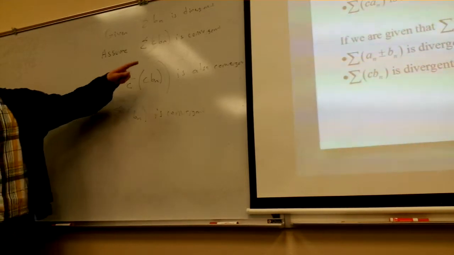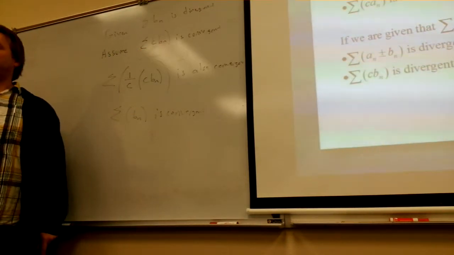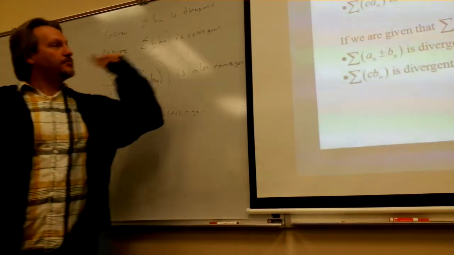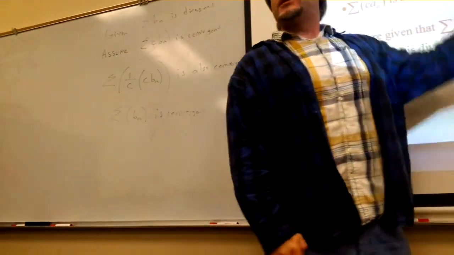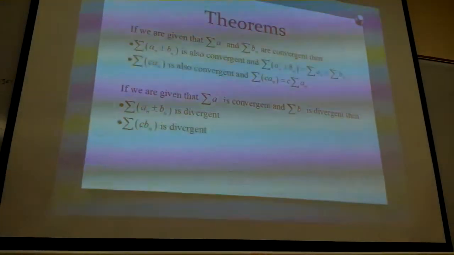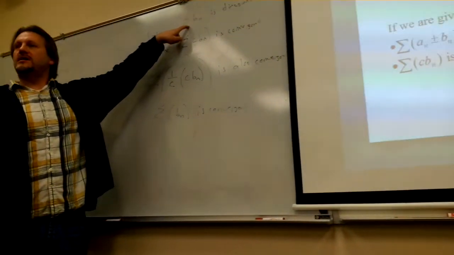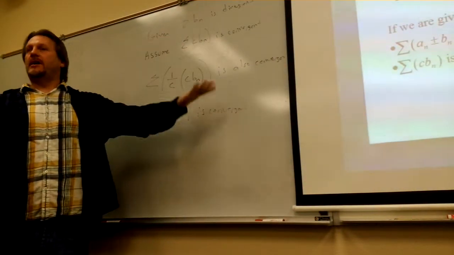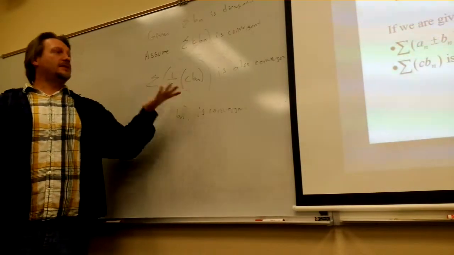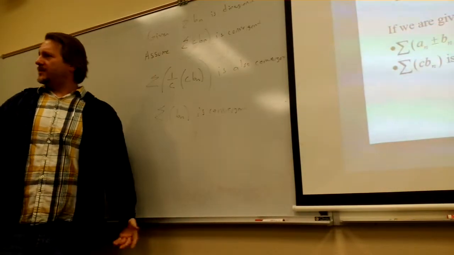I just said that that thing is convergent, that's my assumption. I've multiplied it by a constant, which I've proved is already convergent. So a convergent series times a constant is convergent, which proves that b sub n is convergent. Wait a minute. I just told you b sub n was divergent. That's a contradiction. Therefore, my assumption is wrong, and it must be that this series is divergent. See how quick that happened?